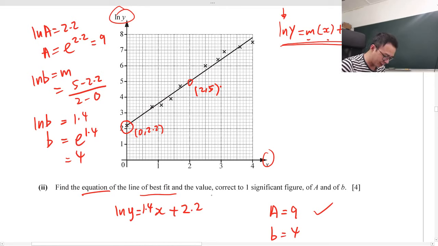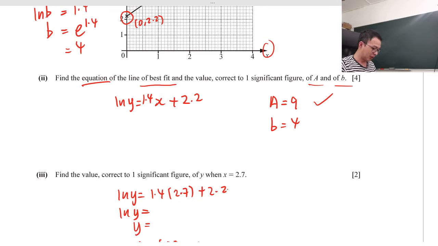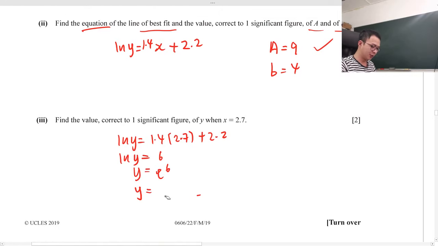Find the equation of best fit. Correct to one significant figure for a and b. They only want one significant figure for a and b. So here we should leave it in 1 decimal. They want one significant figure for a and b only. Yeah, it's 2.7 plus 2.2. Yeah, I guess this is the right one. So it's almost 6, so it's e power of 6 here. And e^6 here, you should round off to 400. Alright, so yeah, sorry for the confusion here.